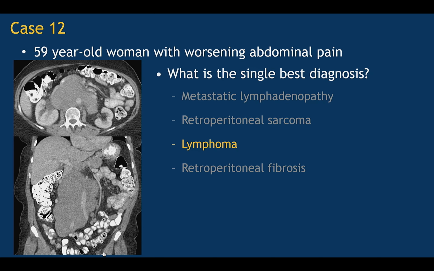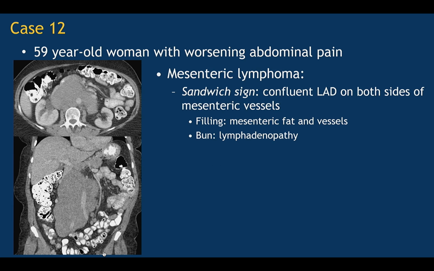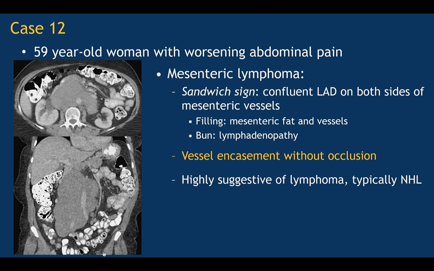The correct answer here is lymphoma, more specifically a primary mesenteric lymphoma. The sandwich sign is used to describe the confluent lymphadenopathy on both sides of the mesenteric vessels. So the filling of the sandwich is the mesenteric fat and vessels, and the lymphadenopathy on either side is the bun. The classic teaching here is vessel encasement without occlusion, and when you see all of these findings, it's highly suggestive of lymphoma, and typically non-Hodgkin's.